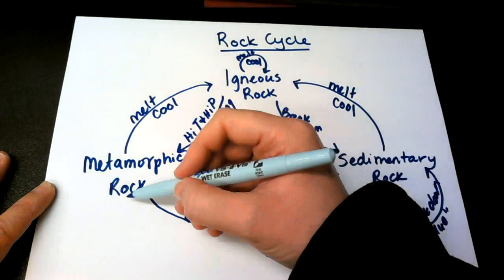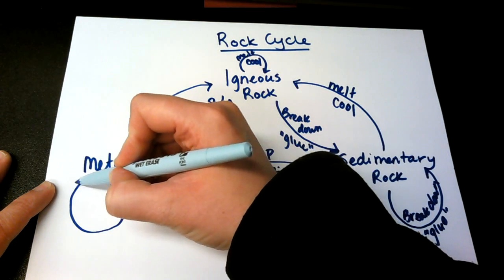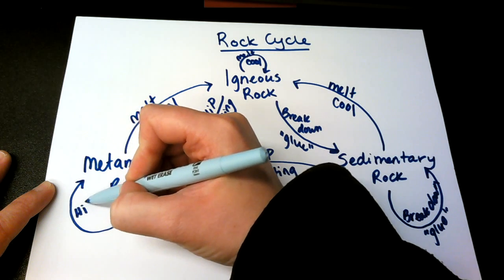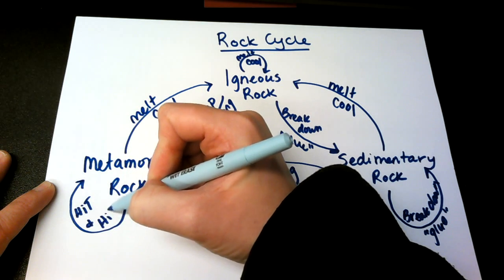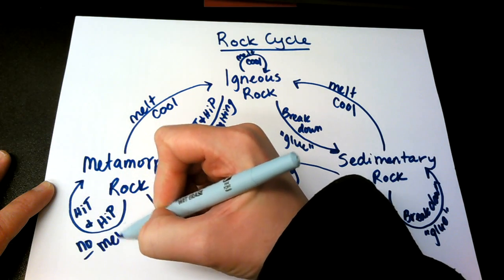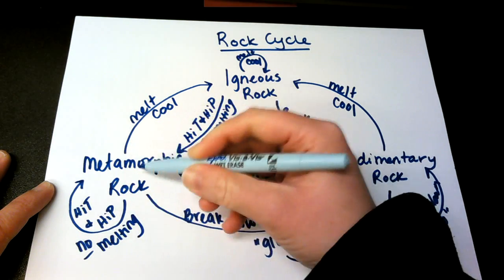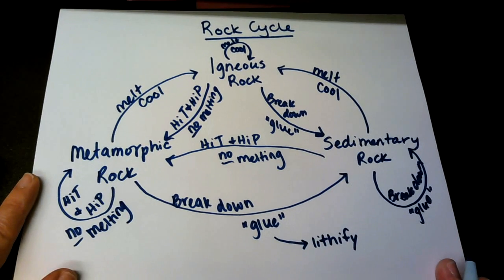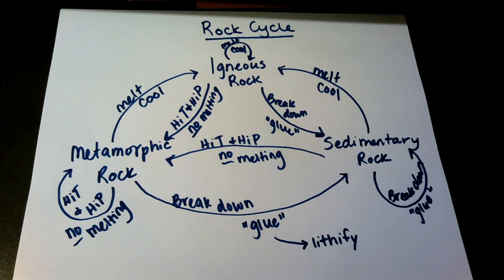And finally, we can take a metamorphic rock, add high temperature and high pressure to that metamorphic rock, no melting, and the resulting rock will be a new metamorphic rock. So there is your RockCycle. I definitely recommend drawing one yourself, which you have to do in your lab pre-lab.